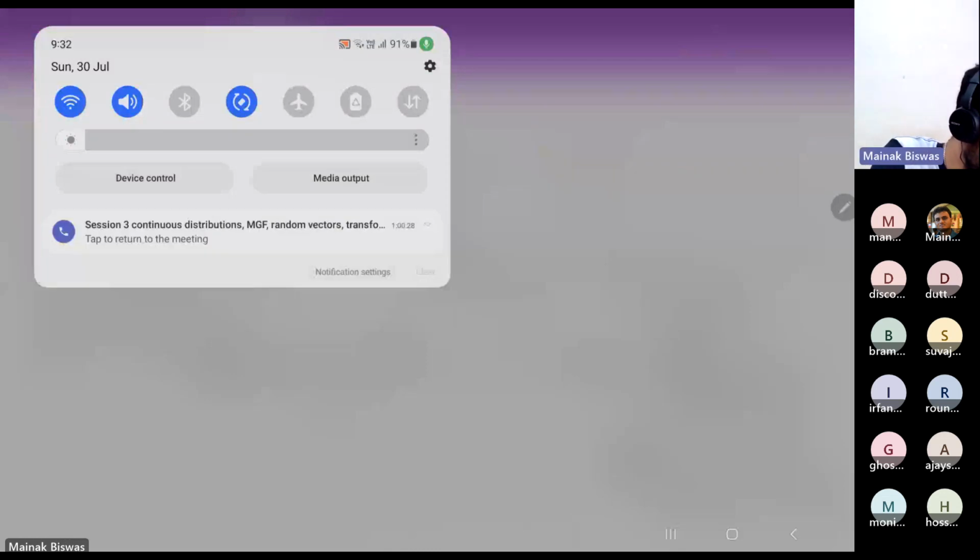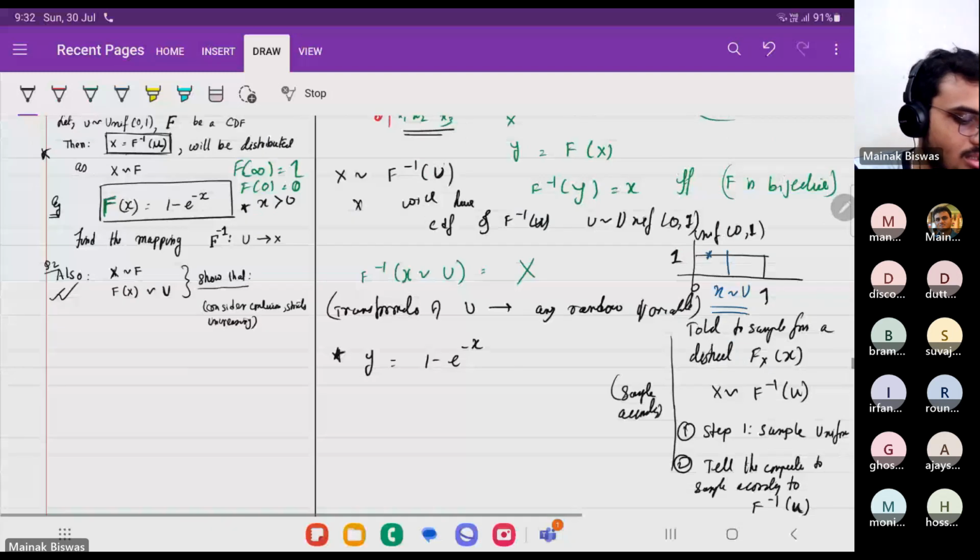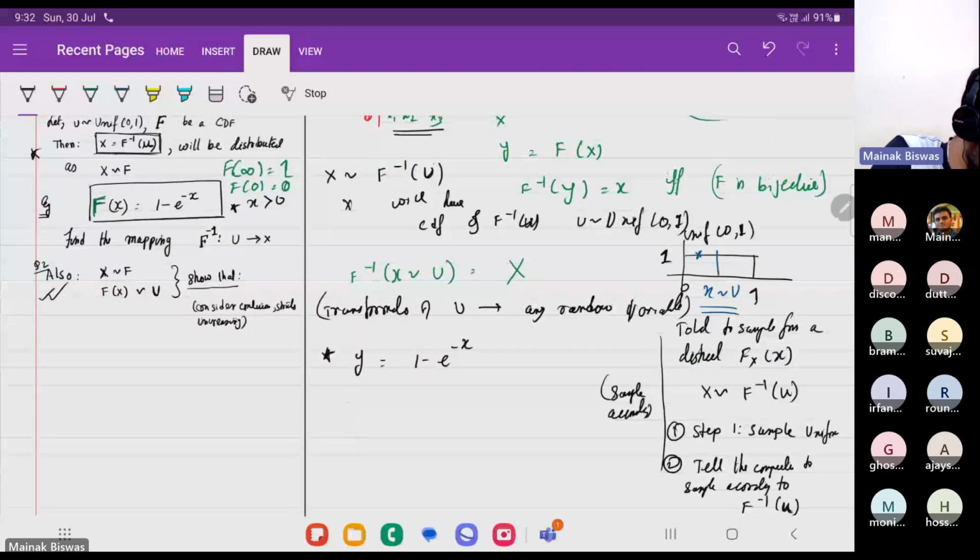What is going to be the f inverse? So if I write y equal to 1 minus e to the power minus x, how to find the inverse function? We have to express y in terms of x. So you will write e to the power minus x is equal to 1 minus y, yes? And you will take log on both sides. So you'll have minus x is equal to log of 1 minus y.